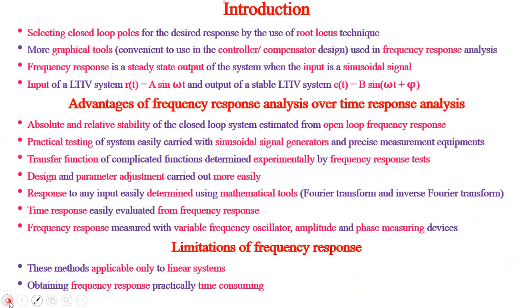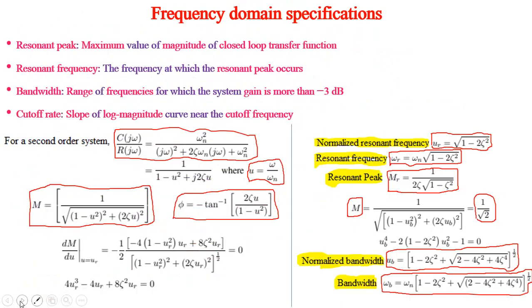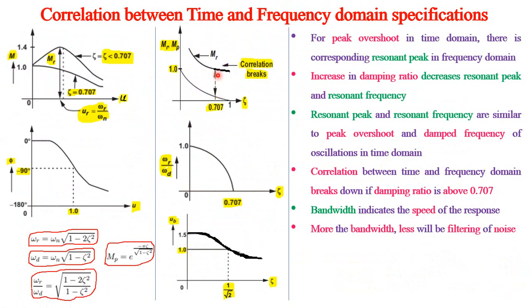However, this is not a problem to the designer, because when zeta is greater than 1 by root 2, we are not at all bothered about the system response, because system response slows down. So we don't go for designing above 0.707. So even though we have peak overshoot after 0.707 in time domain, this is hardly perceptible. That means after 0.707, the correlation between the frequency and time domain specifications, namely resonant peak and the peak overshoot, breaks. But this is not a problem to the designer.